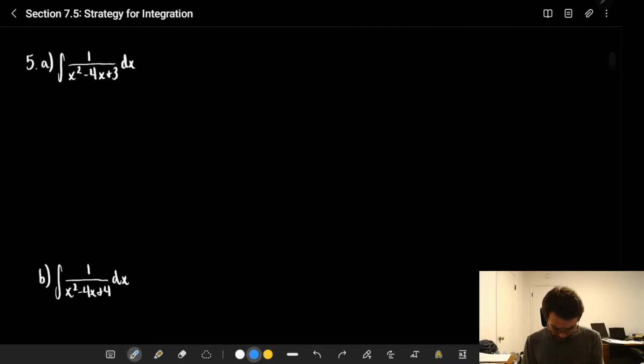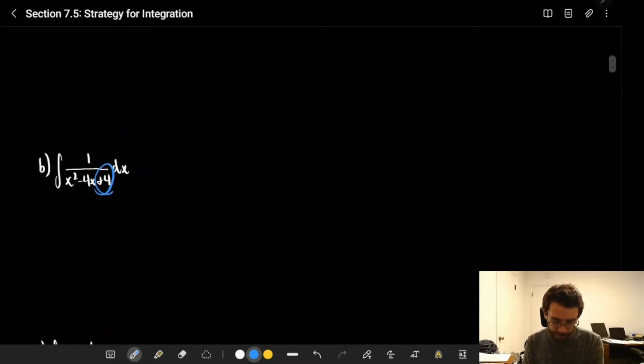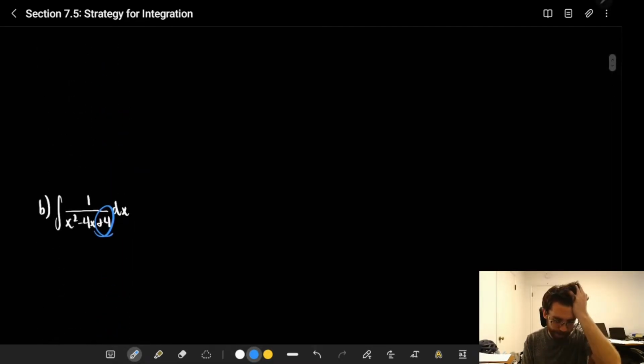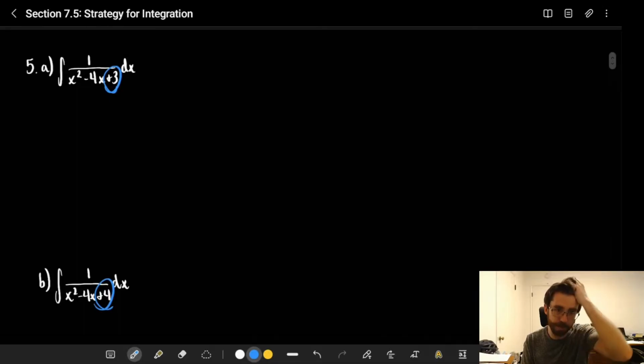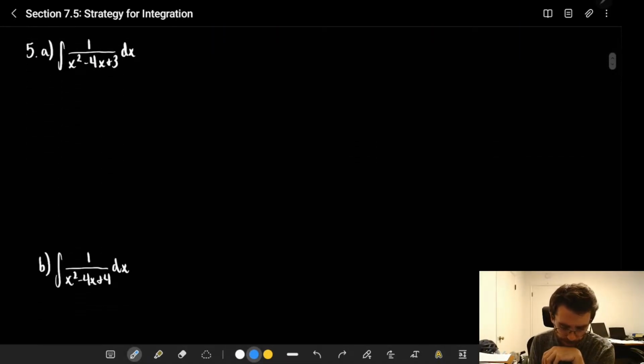Problem 5. So all of these sort of shout partial fractions to me. The only thing that changes between them is the number at the bottom. This one is actually plus 5, so they're all the same quadratic expression in the denominator except for the constant term. So yeah, a bunch shout integration by parts, but let's see if that actually works. Or sorry, partial fractions.